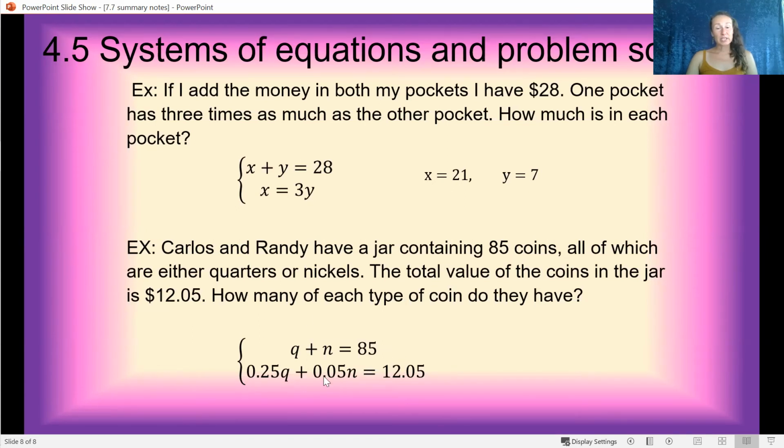This one's a little bit trickier to solve. You can use substitution like we did before, or you can use elimination. But remember, you have decimal coefficients, which is a little trickier. And in the end, you should end up with 39 quarters and 46 nickels. If you want to try this one, try solving this one on your own to make sure that you understand how to solve systems of equations.